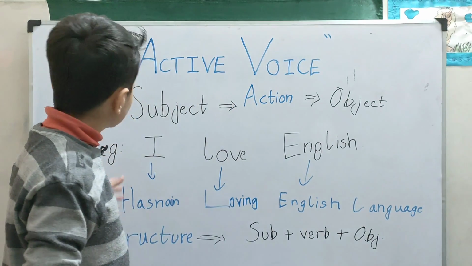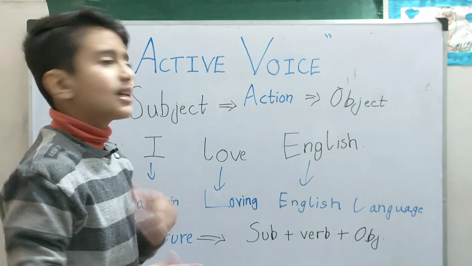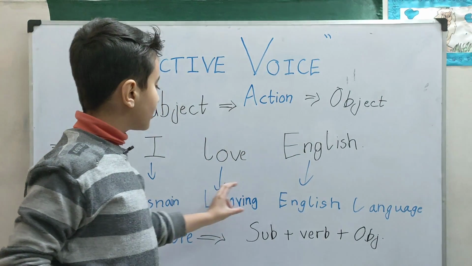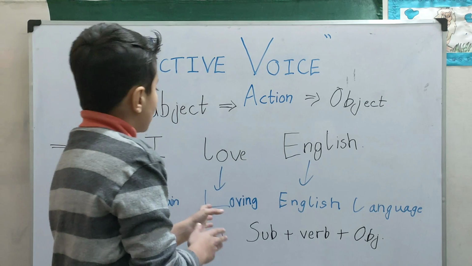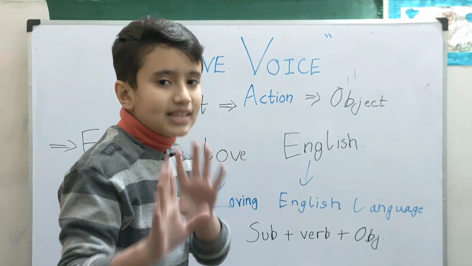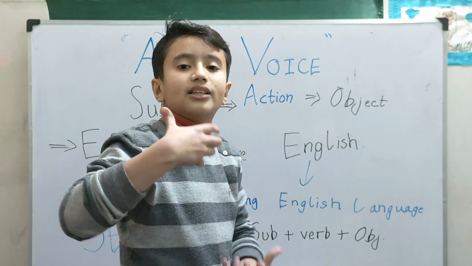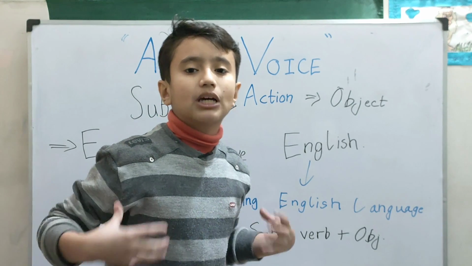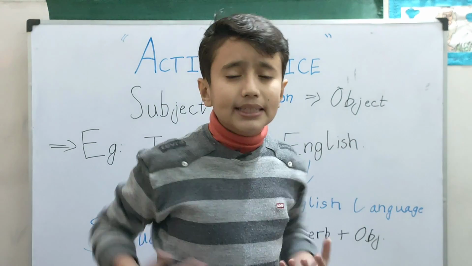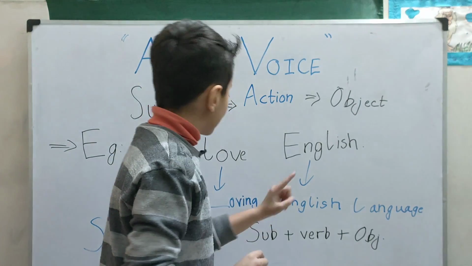Okay? So now second comes love. Love is the action. For example, loving. Loving is the action. But here it is not that obvious, so I made it a bit easier and wrote loving. Hasnain is loving English language. A sentence, but this is not active voice. This is an example to make it clearer. English is the object, the thing that Hasnain is loving, or the thing that Hasnain is conveying his feelings, his emotions, his ideas, everything into. That is known as the object. So the object is English language.